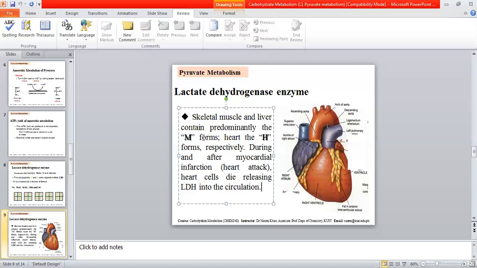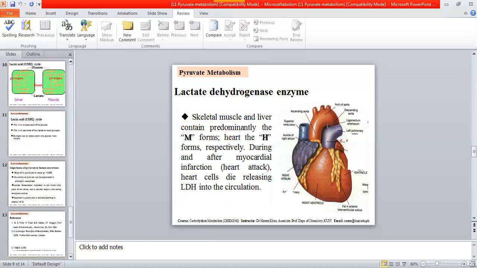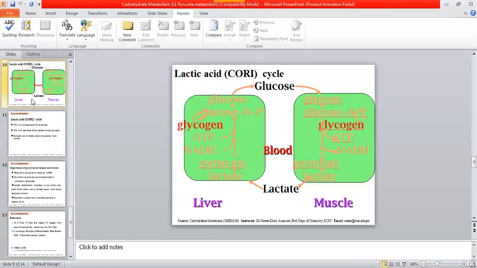If the MH3 or M4 form increases, it would have clinical diagnosis for some problem with the liver. So this concentration has important points. Next is the Cori cycle. Cori is the person who described this cycle for the first time.